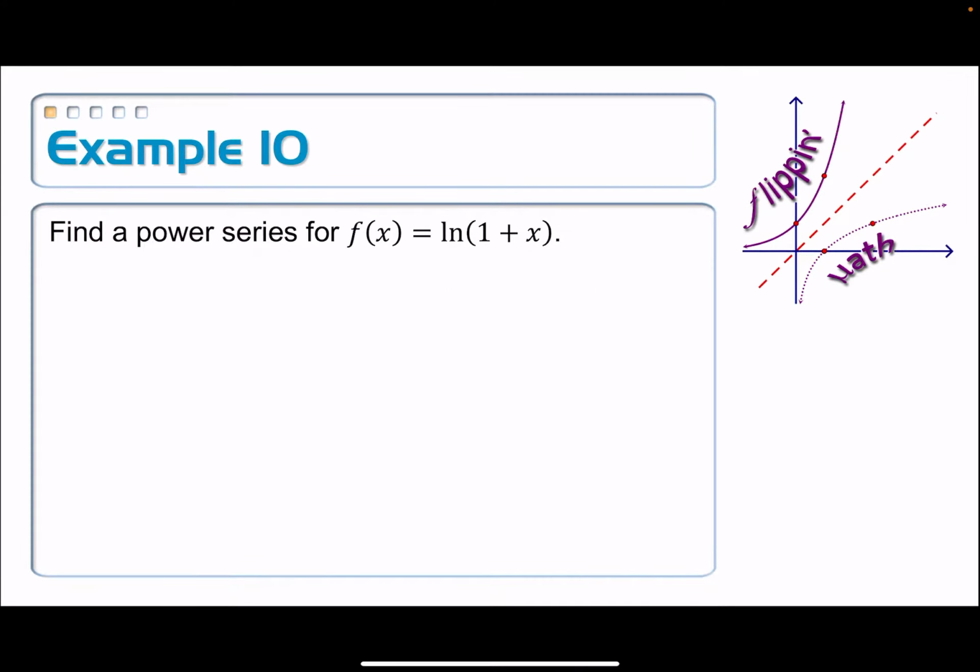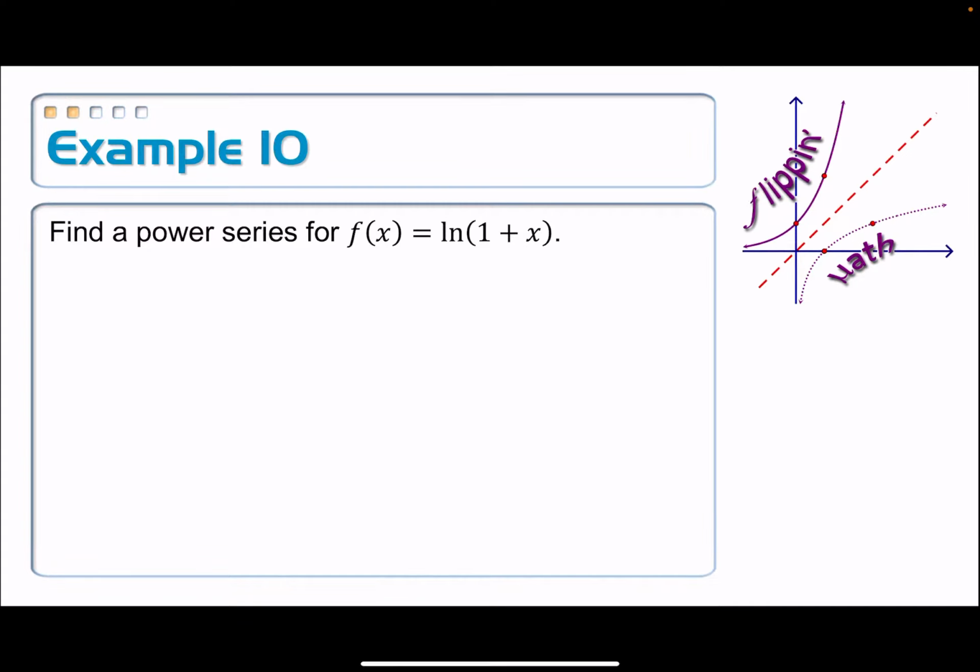Okay, so let's start with example 10. And when I say start, how can you possibly say start when we've already done 9 examples prior to this? Find a power series for f of x equals the natural log of 1 plus x. What? Have we even done natural logs so far? Haven't we been just doing rational functions? Actually, we have done natural log, but it's been in disguise and you didn't recognize it. Maybe you will by the end of this episode.